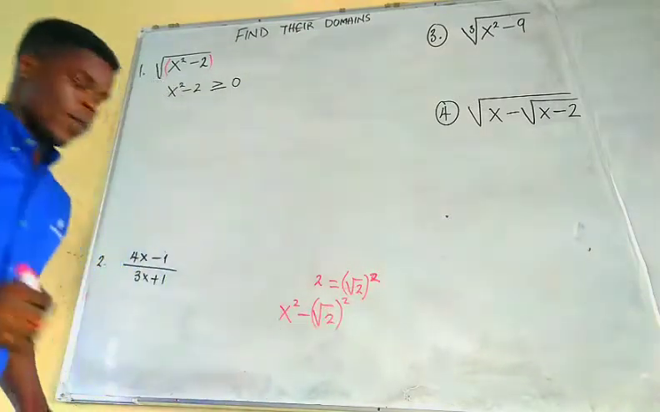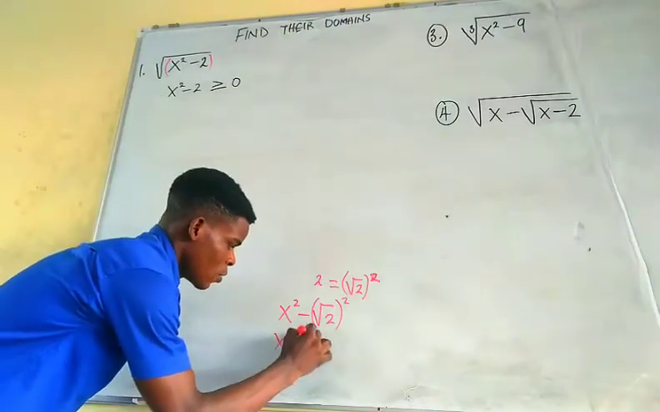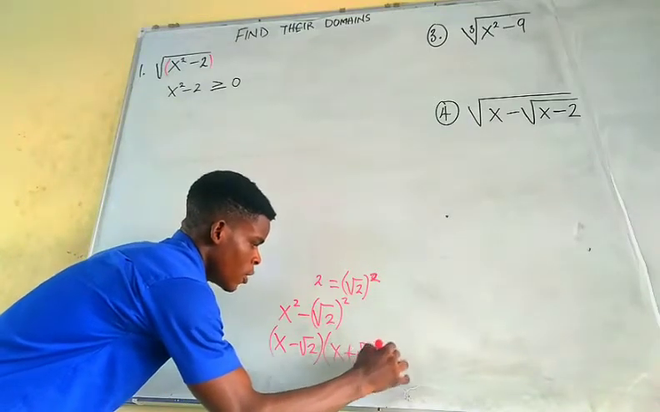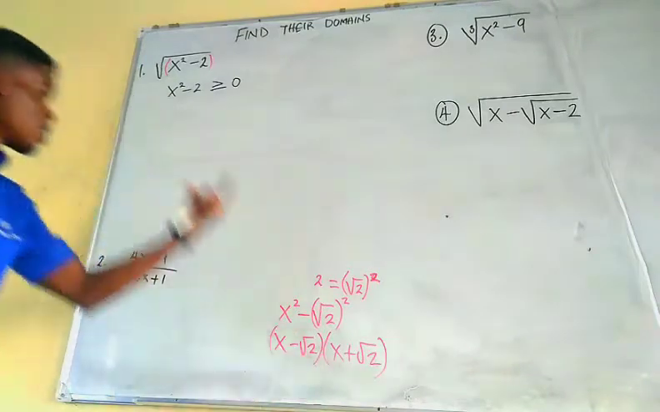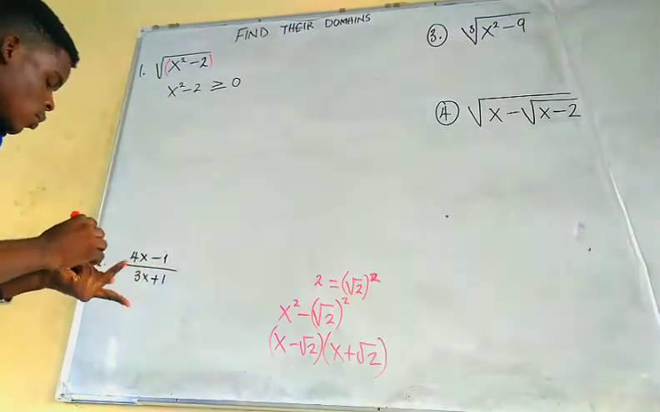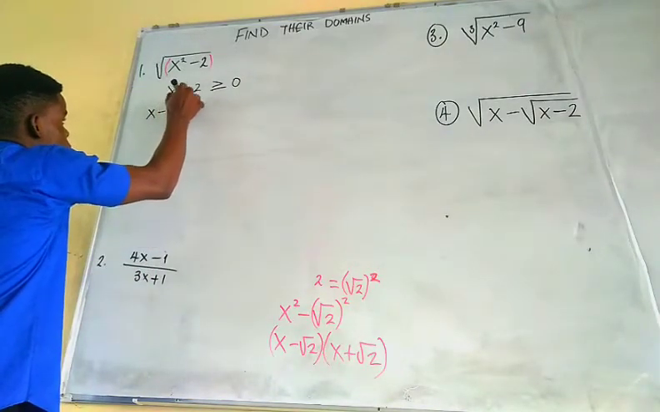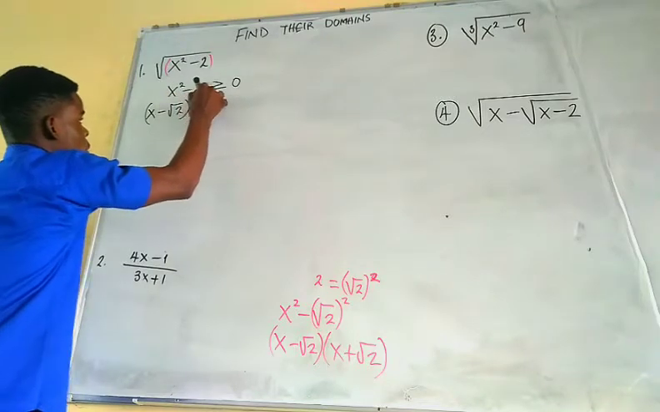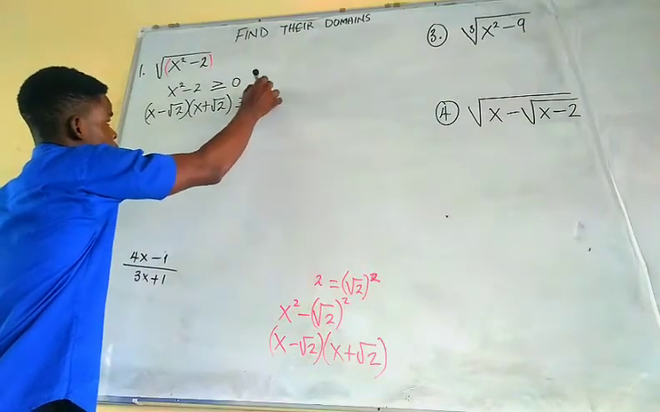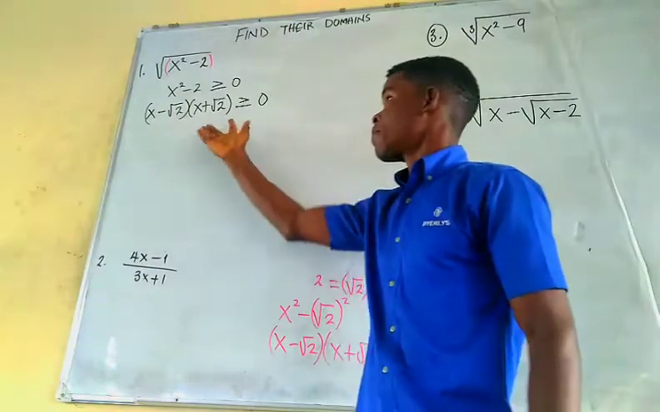squared. And from the difference of two squares, what do I mean? We mean x minus the square root of 2 times x plus the square root of 2. And this is the same thing as this. So I'll just go ahead and substitute that, and we will have x minus the square root of 2 times x plus the square root of 2, and we say it is greater than or equal to 0. We'll go ahead and analyze this.